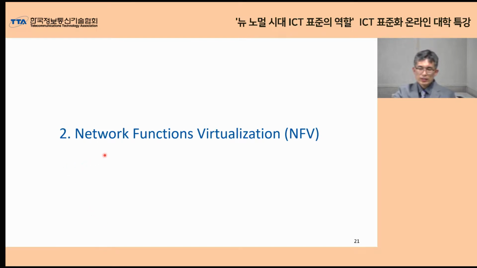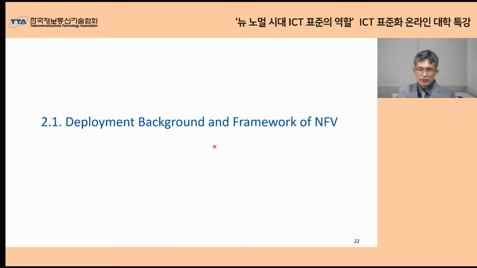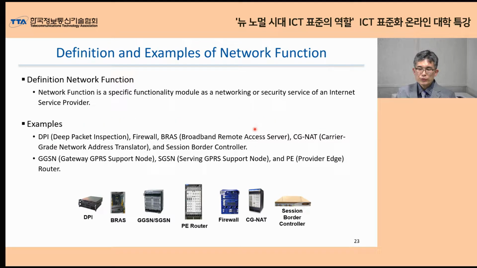The second topic is network functions virtualization, NFV. Subsection 1, deployment background and the framework of NFV. As you can see, in the past, to provide network functions, we used middleboxes such as DPI, PROS, GGSN, SGSN. They also provided the edge router, firewall, CGNAT, and session border controller.